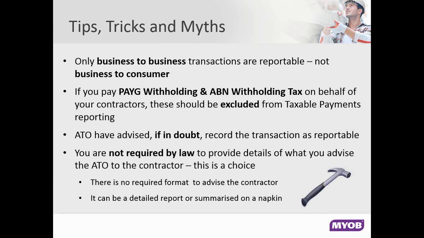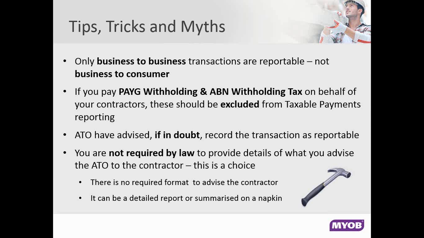If you pay PAYG withholding and ABN withholding tax on behalf of your contractors, then they should not be included in your taxable payments reporting. The reason for this is the ATO already know what you've paid to them in regards to PAYG or ABN withholding tax, because you include that within your BAS every month or every quarter. So they would prefer it if you didn't double up.